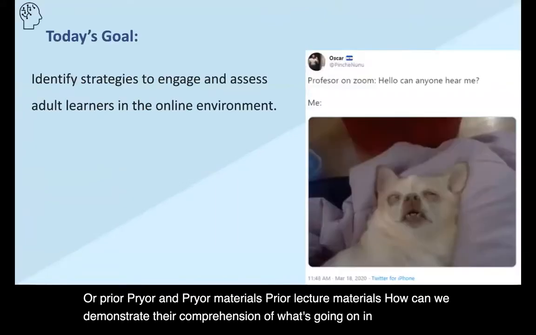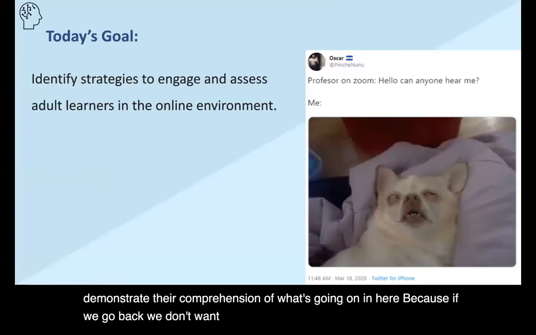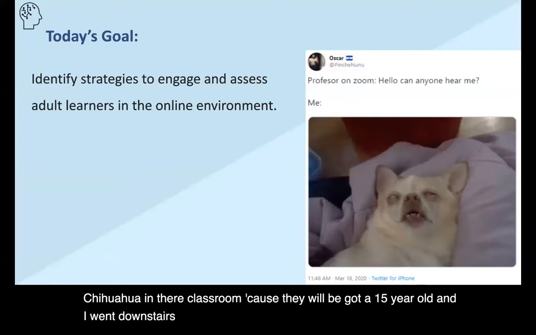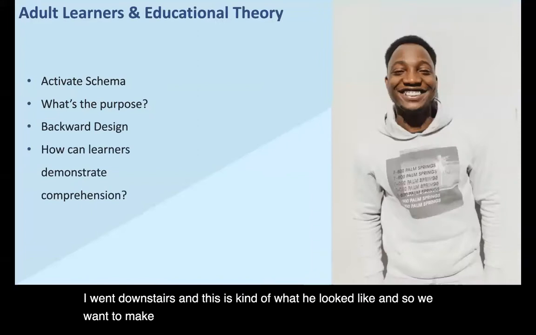Because if we go back, we don't want our students to be the passed out chihuahua in their classroom, because they will be. I've got a 15-year-old and I went downstairs and this is kind of what he looked like. And so we want to make sure that they're engaged for our sessions. And then if they're engaged, they're going to be active.